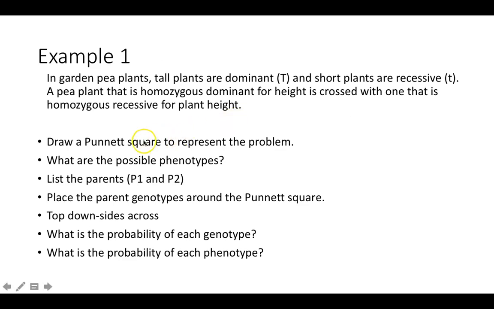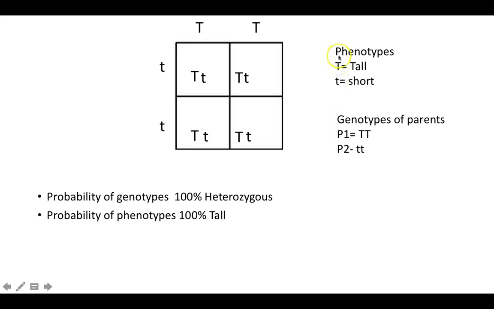So to sum up, here are the steps you must take to solve a Punnett Square. Please don't skip steps. At the end of every Punnett Square problem, no matter how they represent it on the computer or how it's represented on your paper, it should look like this. Your phenotypes listed, your genotypes for the parents listed, your Punnett Square done, top down, sides across, with your probabilities listed for genotypes and phenotypes. Only after you've completed these steps do you begin to try and solve whatever question they have given you.